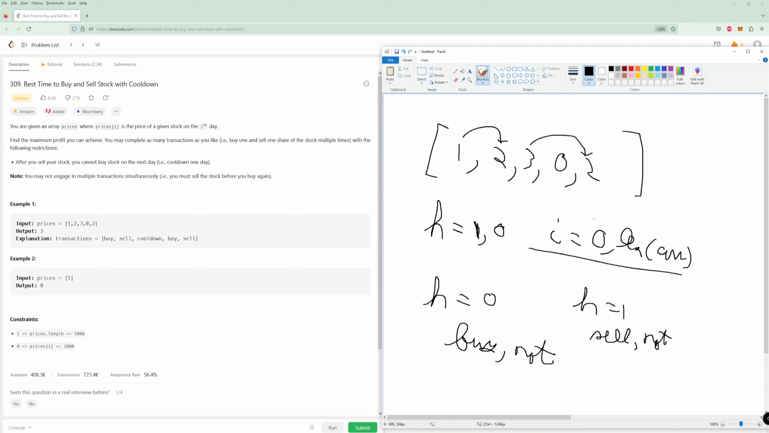Our base case is also pretty straightforward. Once we are past everything here, it doesn't even matter if we're holding a stock. If we're holding a stock, we can't sell it, and if we are not holding a stock, we can't buy. So our profit here would be 0. So we have this hold, and then we have the index, and that's all the states we need.